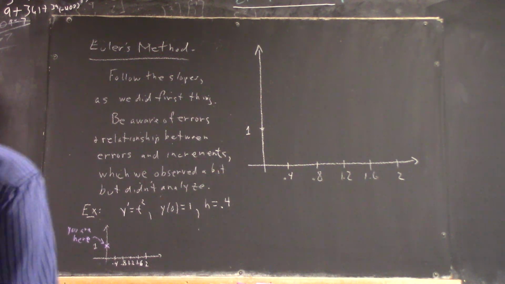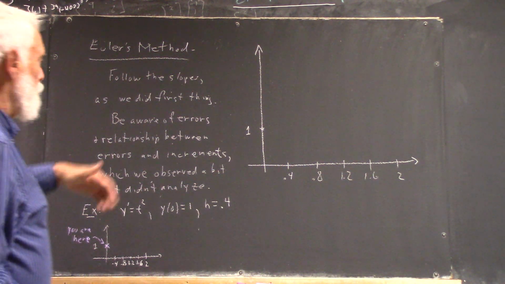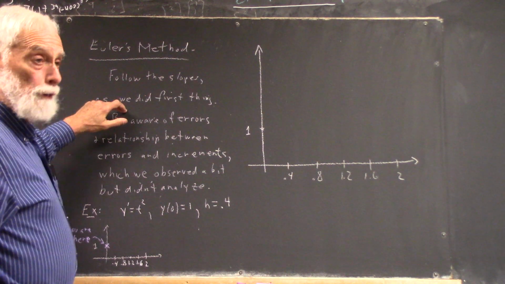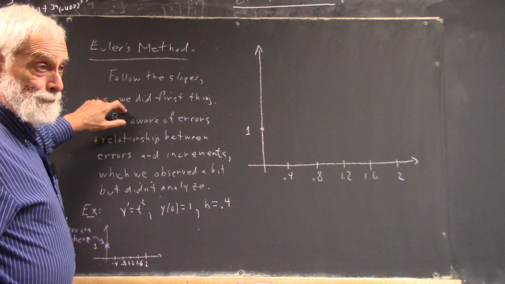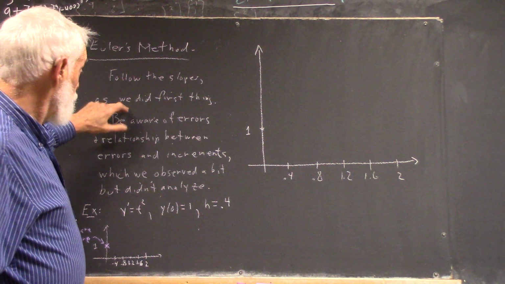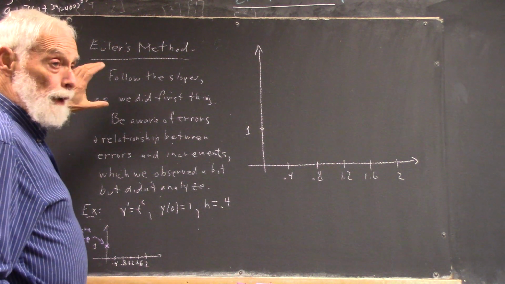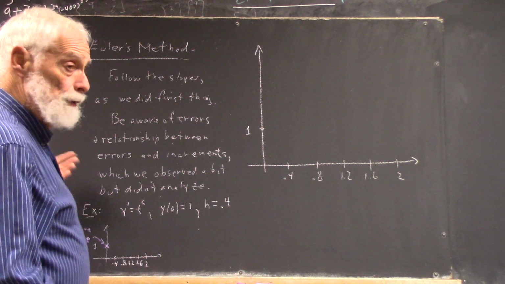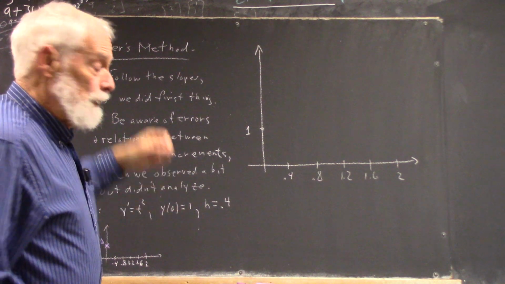Okay, we want to talk about Euler's method. And Euler's method is basically just follow the slopes. That's what we did originally, the first thing we did in the course, basically. And you know how to do that. And I just asked you to do something and you're setting it up right.